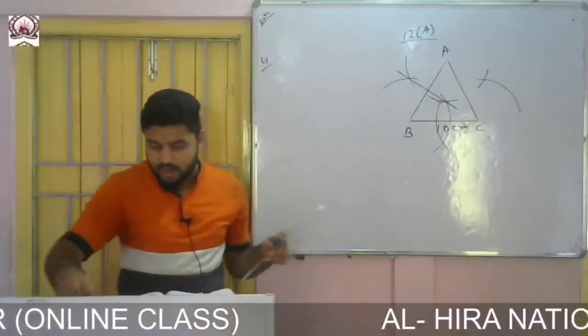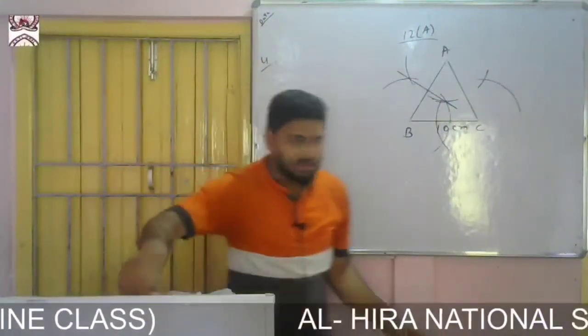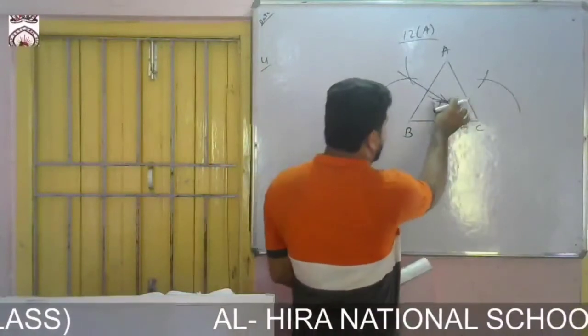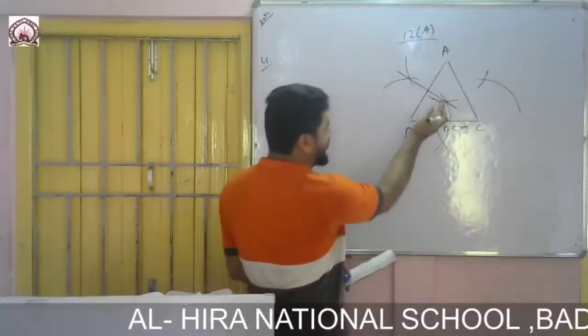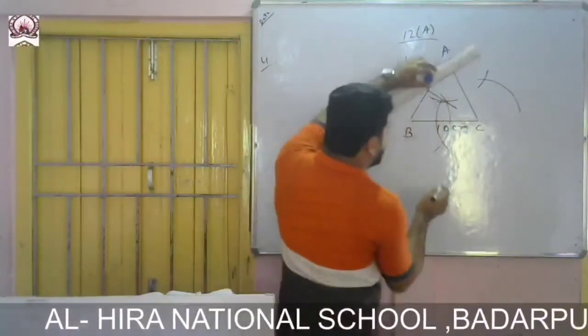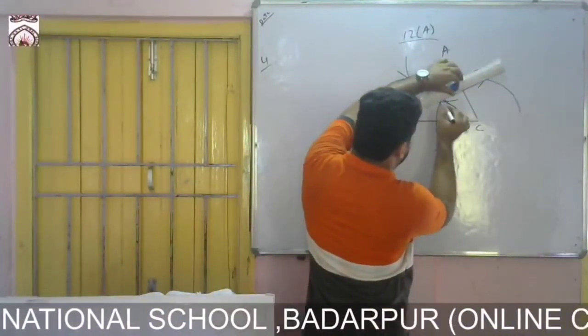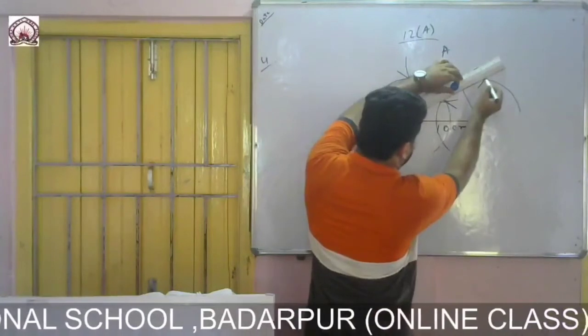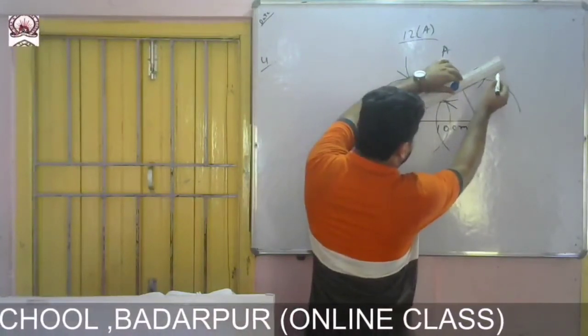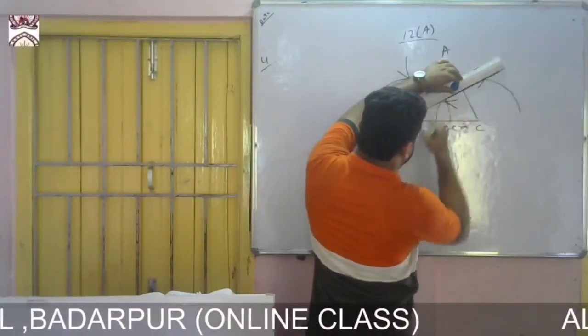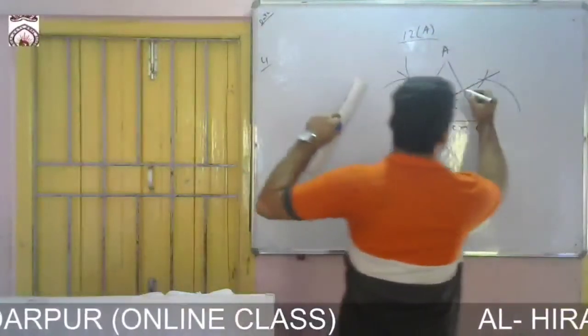So now you join these two. If you draw, then here it becomes mixing. But if you draw at your copy, then you'll get a separate one. So this is one point of intersection, and this one is also one point of intersection. Okay. So now join these two. Okay. So you got the midpoint.